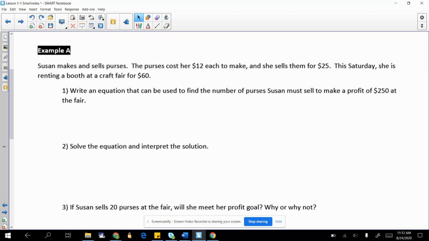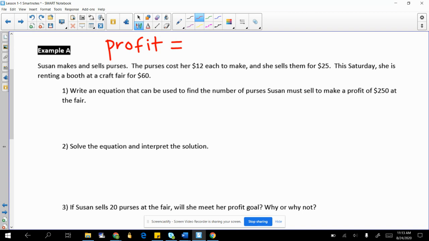Okay, so first thing here, number 1 says to write an equation that can be used to find the number of purses Susan must sell to make a profit of $250 at the fair. So first, let's just start out by thinking about what the word profit means. Profit, right? We've probably all heard of this word.